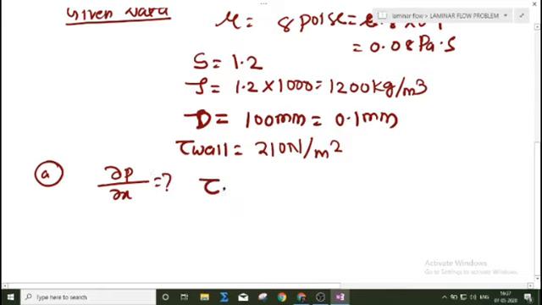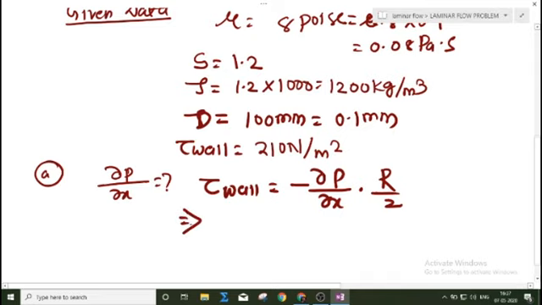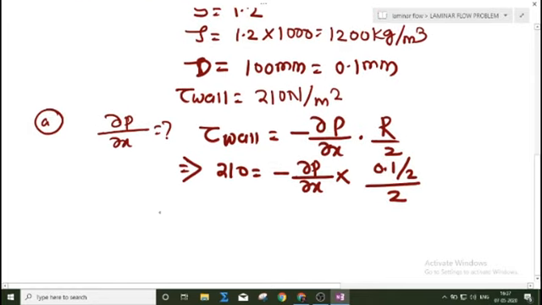So this wall shear stress tau will be equal to minus del P by del X into R by 2. The wall shear stress is given as 210, into minus the pressure gradient, which we have to find, into R by 2. The diameter is 0.1, so R is half of that. Now what is the pressure gradient? We are getting minus del P by del X.